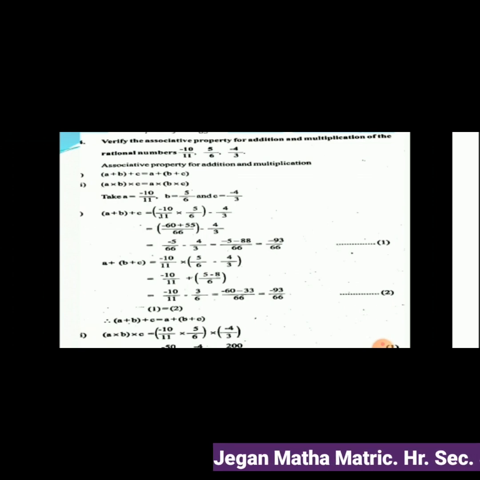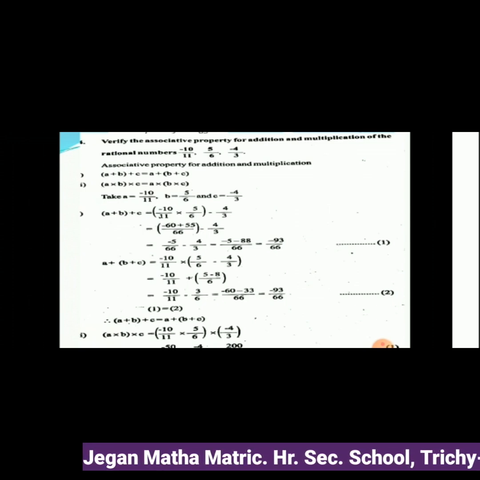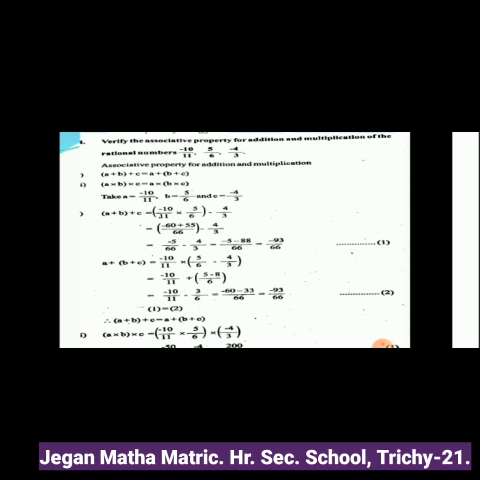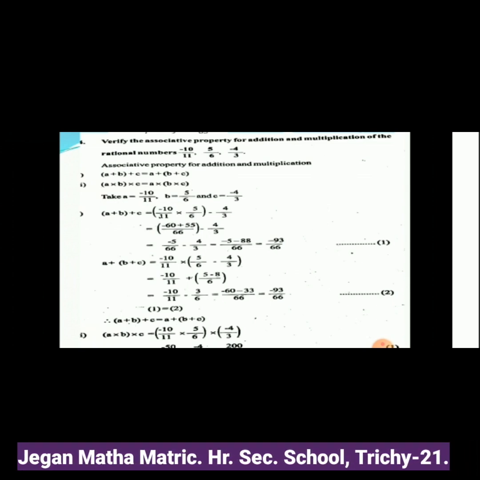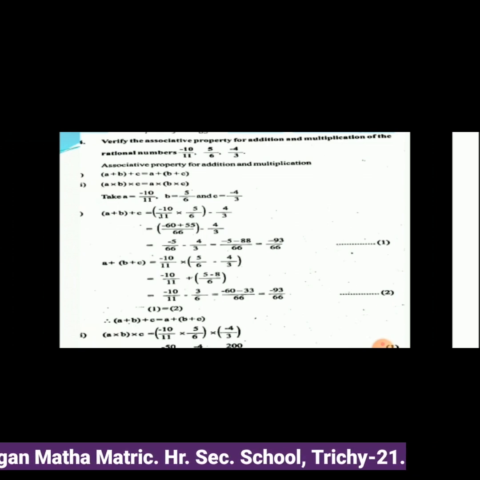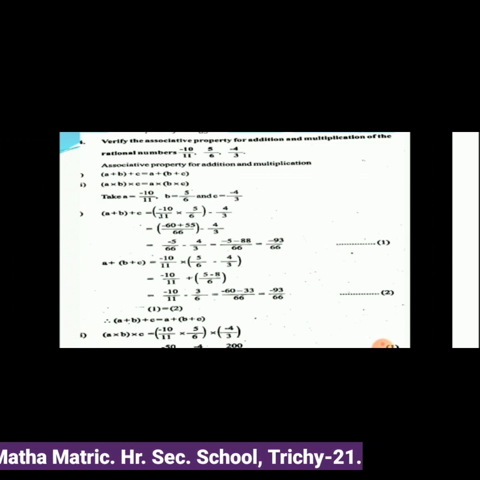For example, we take a is equal to minus 10 by 11, b is equal to 5 by 6 and c is equal to minus 4 divided by 3. First we find a plus b plus c. So minus 10 by 11 plus 5 by 6, plus minus 4 divided by 3. First we take the LCM. In cross multiplication, 6 tens are 60, 5 elevens are 55, whole divided by 11 sixes are 66, plus minus 4 divided by 3.